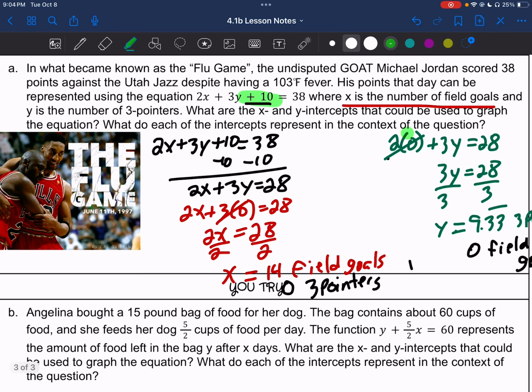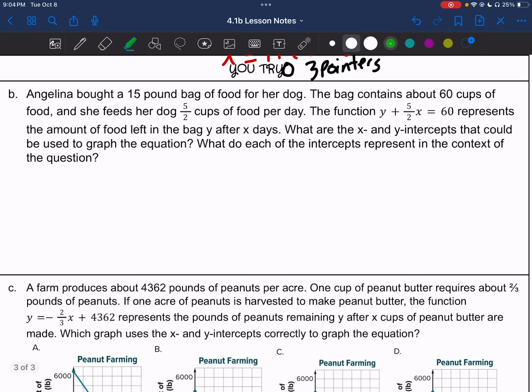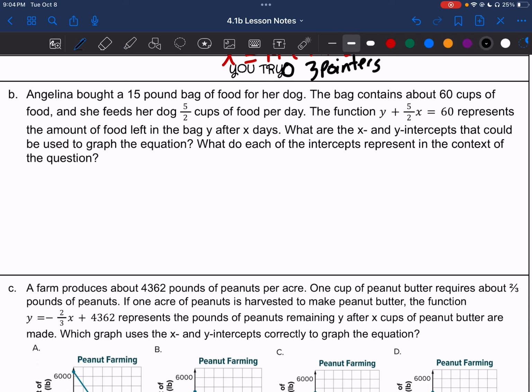All right. And we're going to move on to letter B. It's a you try problem. So I want you to do this one on your own and then check your work against mine. And you're going to choose your answer for C as well.